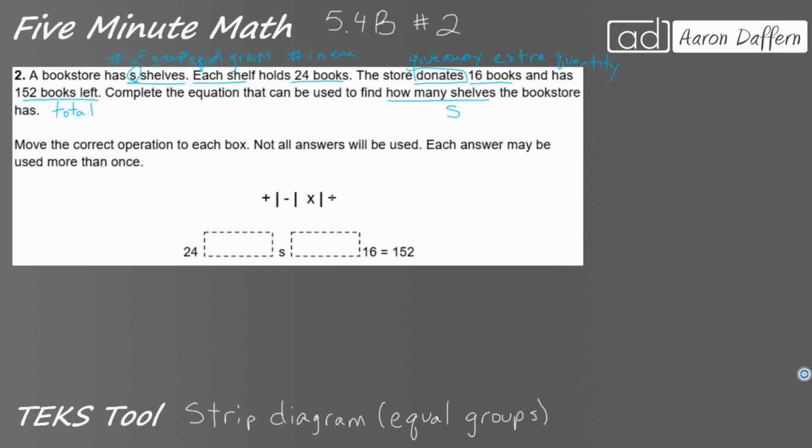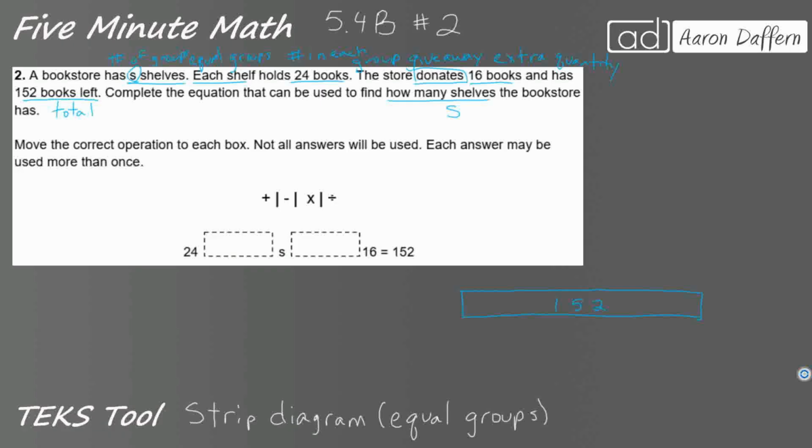All right, so we kind of know how this problem works now. We can draw a strip diagram, and that strip diagram is going to help us write an equation. We have to use those operations, and we can use the same operation more than once if we need to. All right, so what is our total? Let's start with that. I'm going to draw it down at the bottom here. And our total is going to be how much is left? 152. All right, so what did we start with? We know that there's going to be 16 that we're going to have to give away.